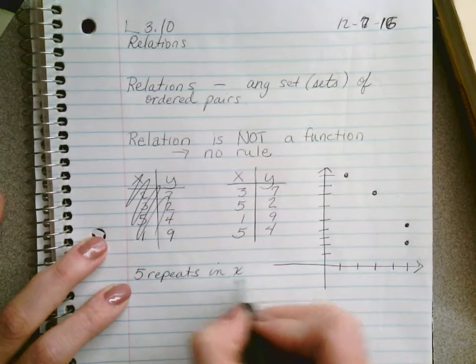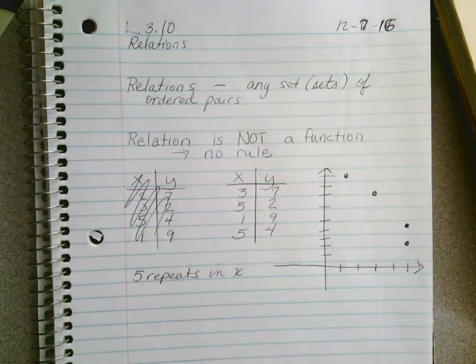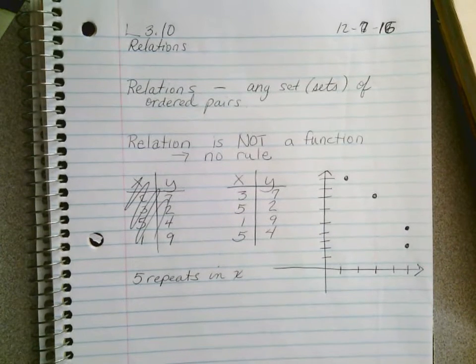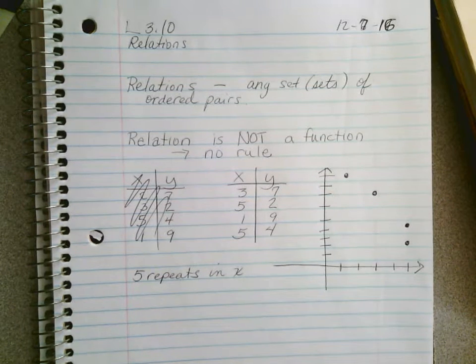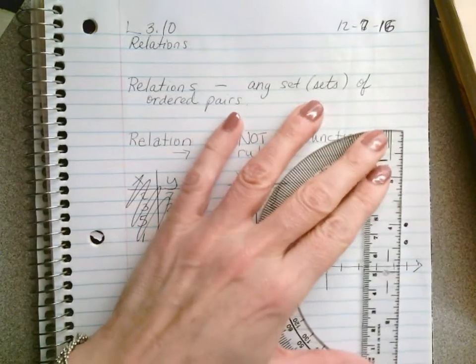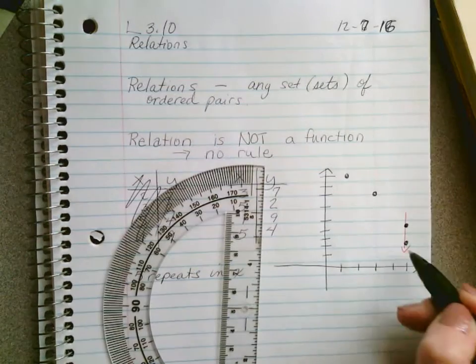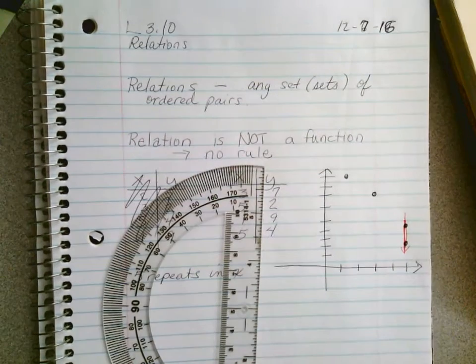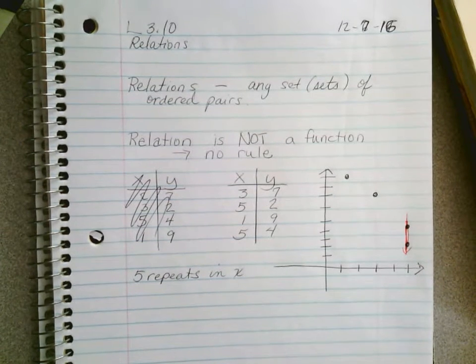Can't you tell before you even have to graph it? Yep. The 5 is two x-values. Yeah, exactly. But if you notice in today's assignment, it says graph it, and if it is not a function, draw a vertical line through the two numbers that are showing you it's not a function. These two right here are the problem. 5 repeats at 2 and 4. So there's your problem, okay?